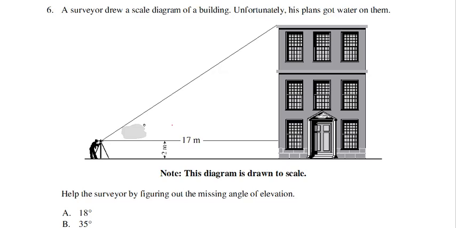Number 6, a surveyor drew a scale diagram of a building. Unfortunately, his plans got water on them. Help the surveyor by figuring out the missing angle of elevation. So there's nothing too wild that you have to do here. You don't even need to consider either of these two dimensions.